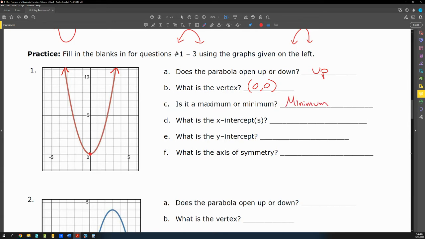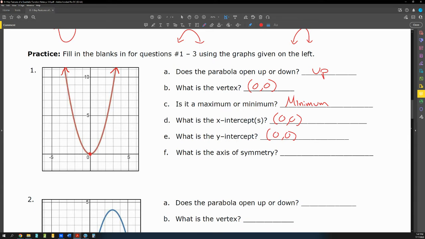The x-intercepts are where it crosses the x-axis. So looking at the x-axis, there's only one place where it crosses the x-axis, and that's the origin, the vertex, 0, 0. Likewise, the y-intercept is where it crosses the y-axis. Every quadratic equation has one y-intercept. This crosses, again, at the origin, 0, 0.